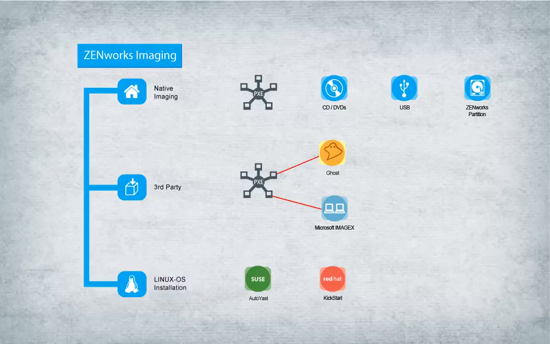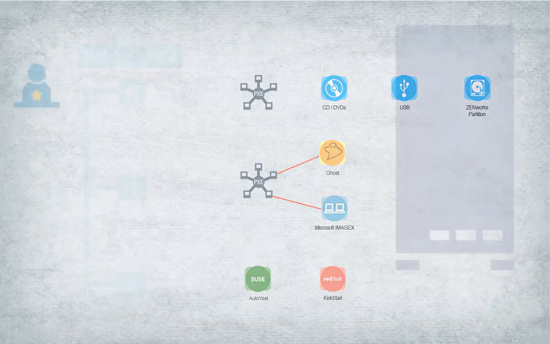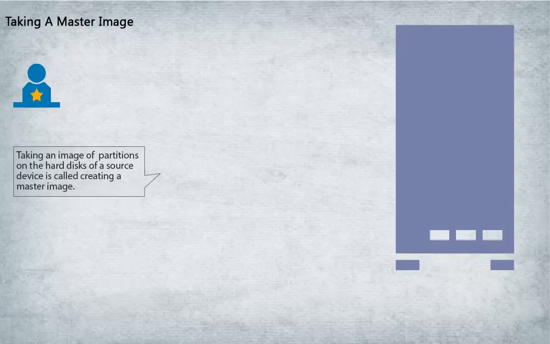Next, let's talk through some of the main ZENworks imaging operations that David needs to perform to meet his team's needs. As a first step, David needs to create master images of the required operating systems. Taking an image of partitions on the hard disks of a source device is called creating a master image. Master images are used to image new devices or to re-image existing devices.